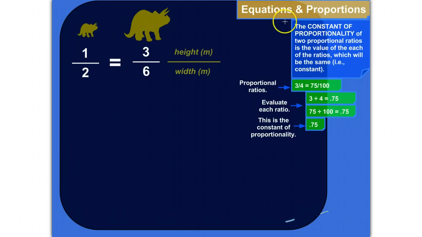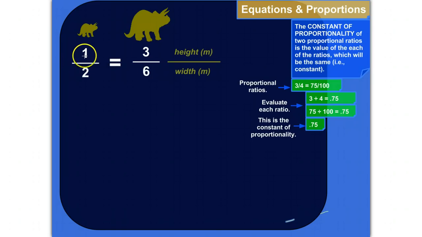So let's talk about the constant of proportionality, because we're going to need that to write our equation. The constant of proportionality is the value of the proportional ratios. So, for example, let's evaluate each one of these. These two ratios are proportional. We know that because there's an equal sign here.